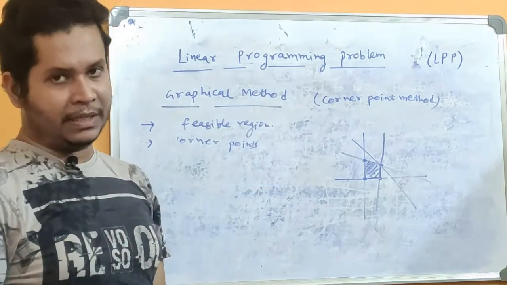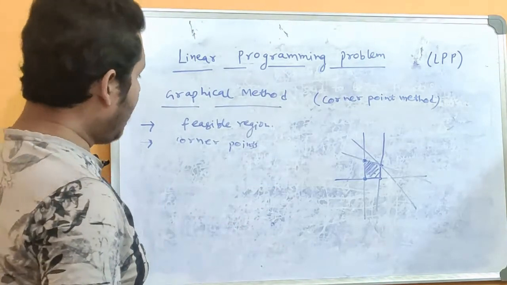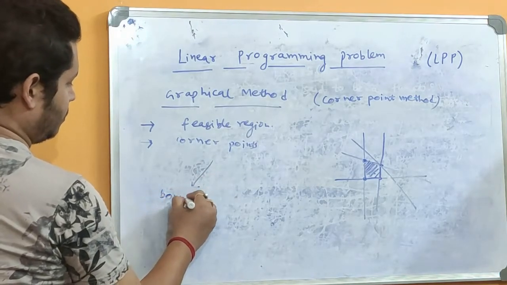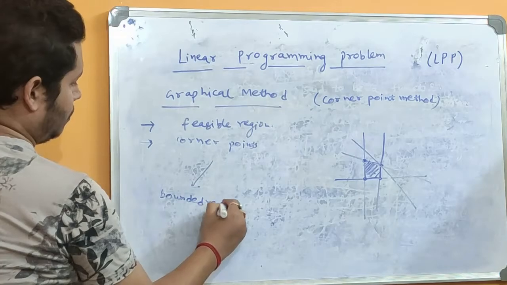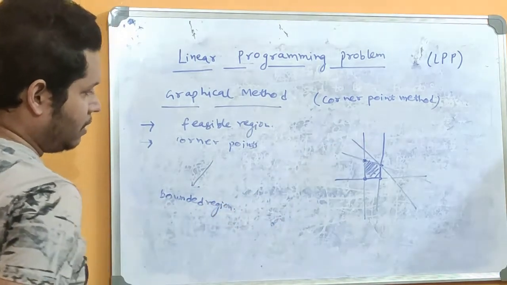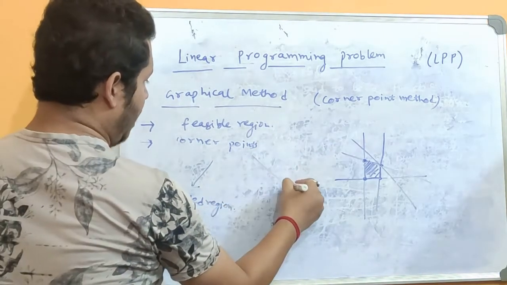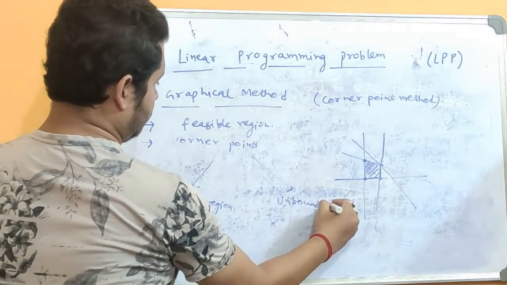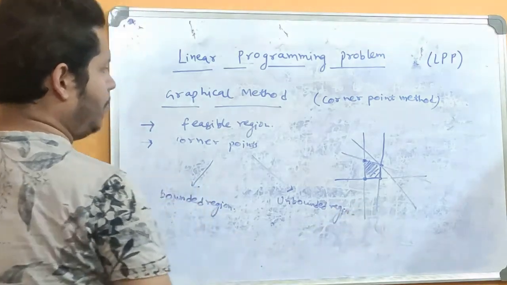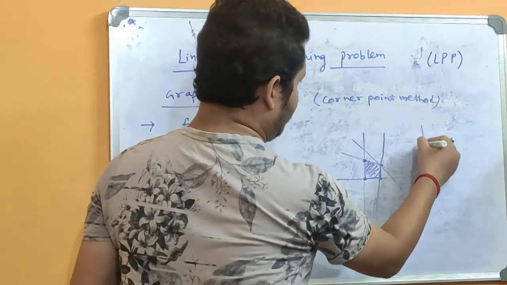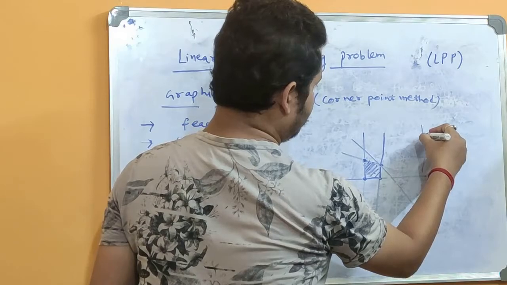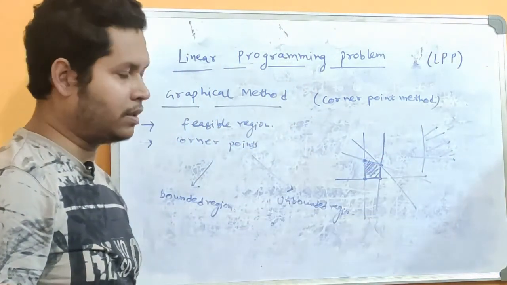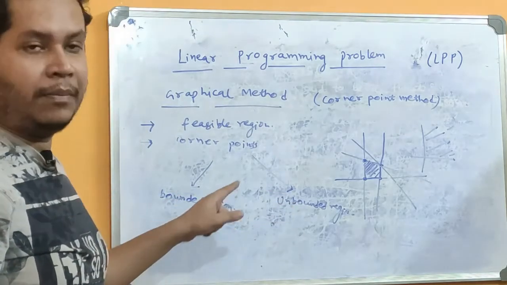Now there are 2 possibilities here. Either you are going to get a bounded region, which looks something like this, or you may also get an unbounded region. An unbounded region is basically something like this. Suppose the region is coming something like this. It is not going to end. There is no end to it. So both the situations are possible, right?